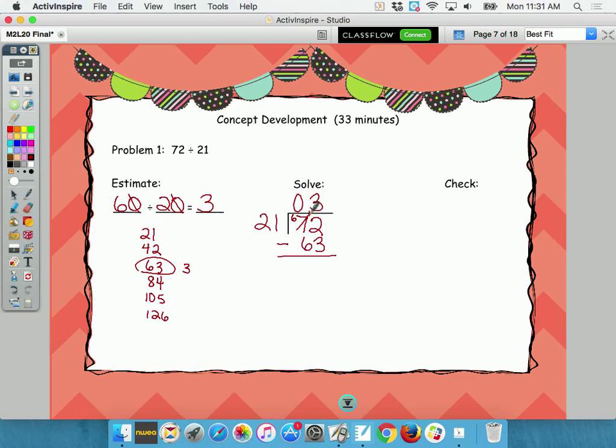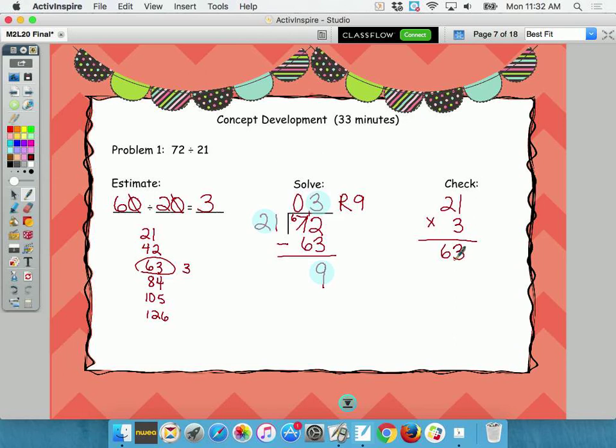So 12 minus 3 is, what is it? 9. And so the remainder is 9, less than 21. Whoops. The remainder is 9. Now we'll check it. Yaneli, tell me what I need to do to check it. 21 times 3. Good. We already know the answer to that.